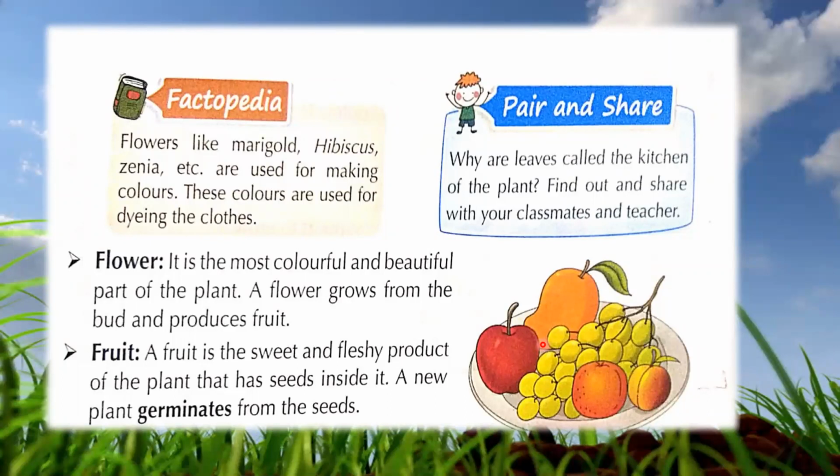Next is fruit. A fruit is the sweet and the fleshy product of the plant that has seeds inside it. A new plant germinates from the seed.